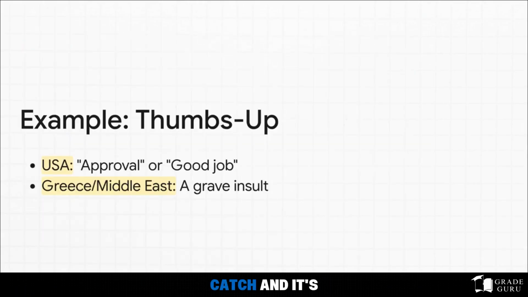But here's the catch, and it's a big one. Symbols are not universal. A perfect example is the thumbs up. Here in the US, it means all good or great job. But you try that in parts of Greece or the Middle East, and you've just seriously offended someone. It goes to show you context is everything.